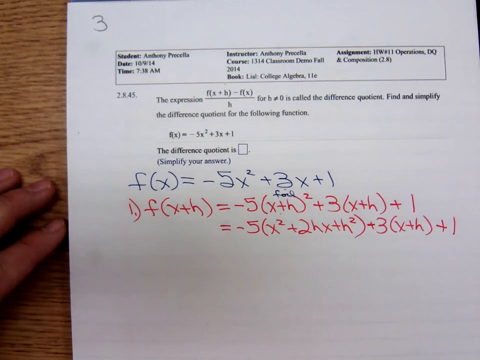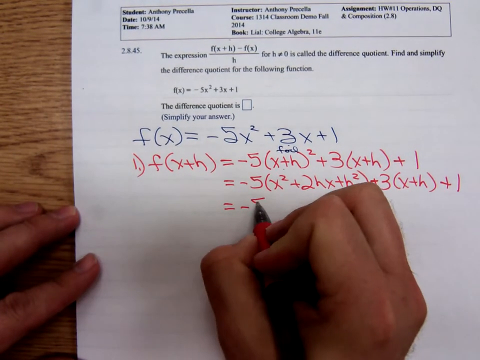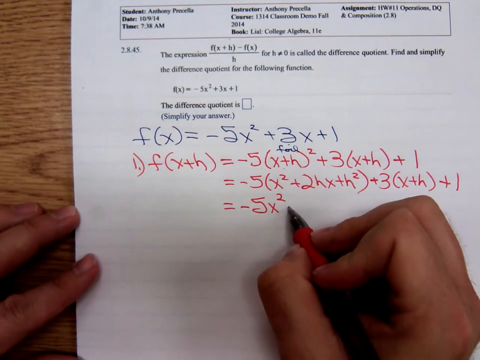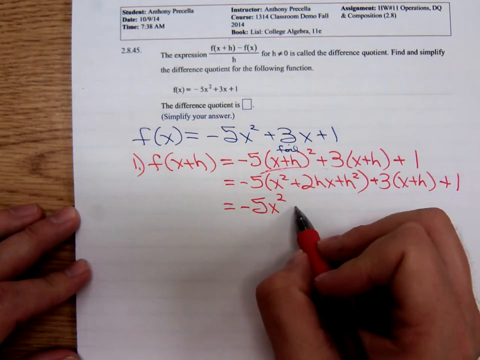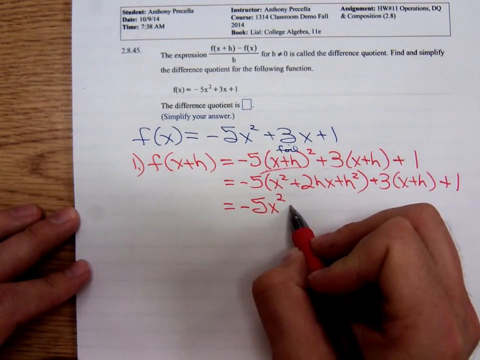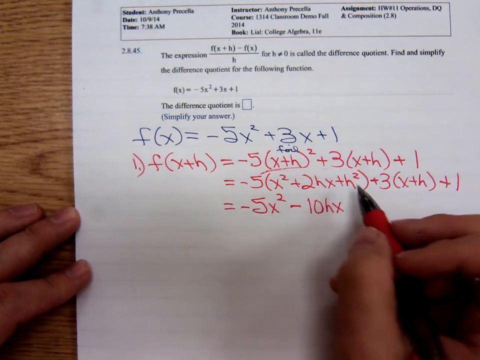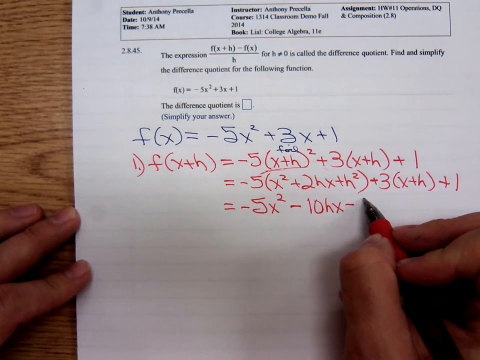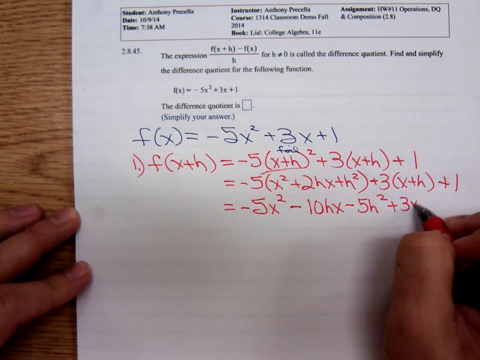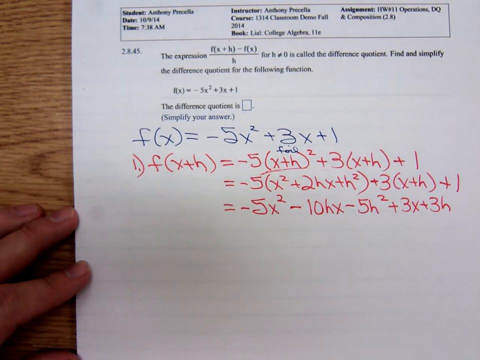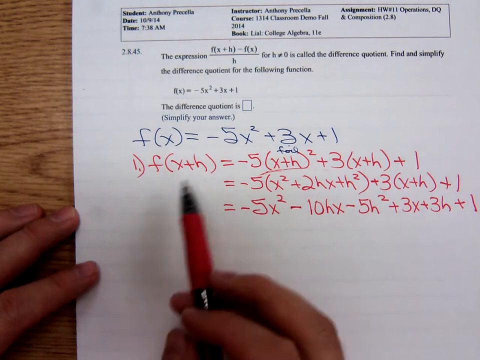And now I'll go ahead and distribute through the constant terms. I'll distribute through the negative 5. This sort of looks bad, doesn't it? Distributing the negative 5, we get negative 5x squared minus 10hx, okay, minus 5h squared. Distribute the 3, we get a plus 3x plus 3h, and we still have the 1. So there's my f of x plus h.